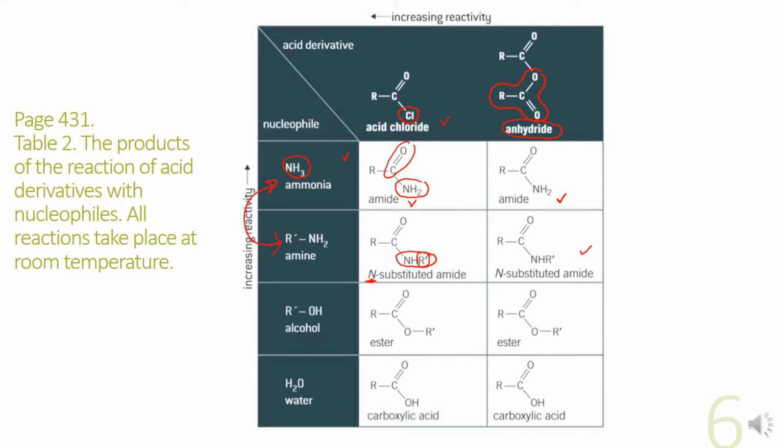With alcohol, the OR group will attack and replace the Cl, forming a COOR group, or ester. Here it's the same. And with water, the OH will replace the Cl, forming a COOH group, or a carboxylic acid compound.